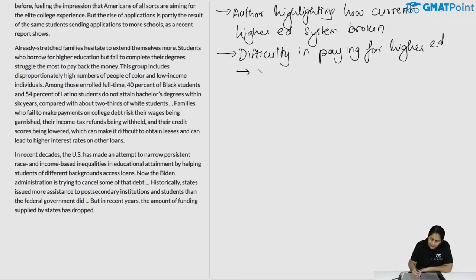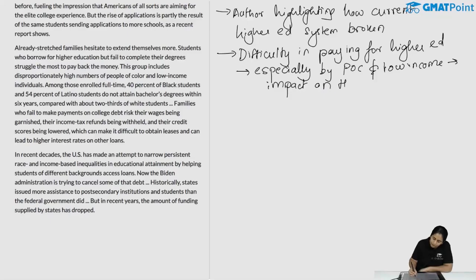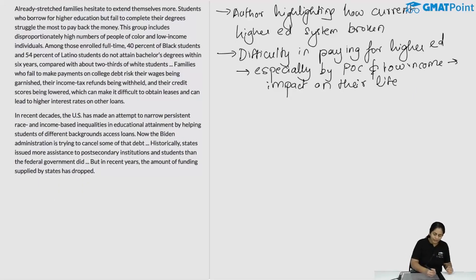Essentially this difficulty is especially felt by people of color and low income individuals, and the impact that this has, the inability to pay for it, what impact it has on their life. So this is essentially being discussed, how it is difficult to pay for higher education, and even if you take an educational loan, many people struggle to pay back the loan, and if you don't pay back the loan, it has a host of impact on your life as such. Now let's take a look at the next paragraph.